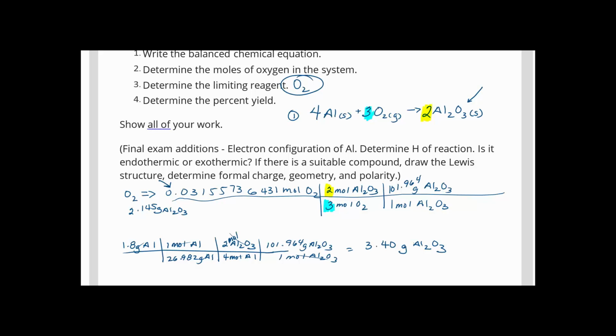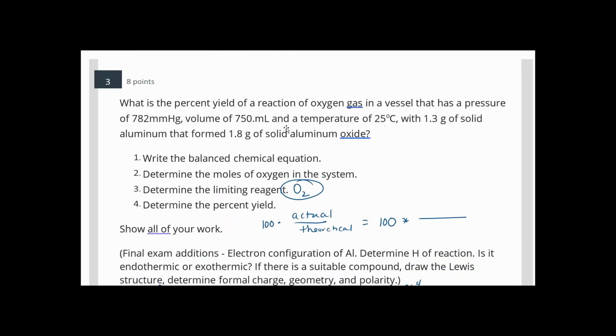So what is the percent yield? Well, the percent yield is found by taking the actual amount that was obtained. So it's 100 times actual over theoretical. Now the theoretical yield is this value here. Now let's see how many digits our actual yield has.